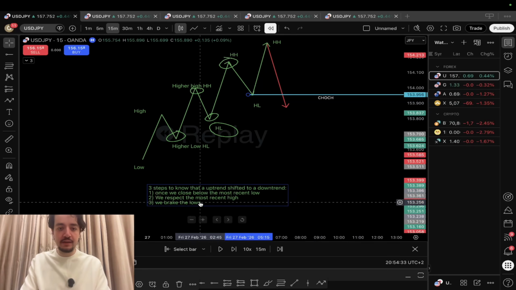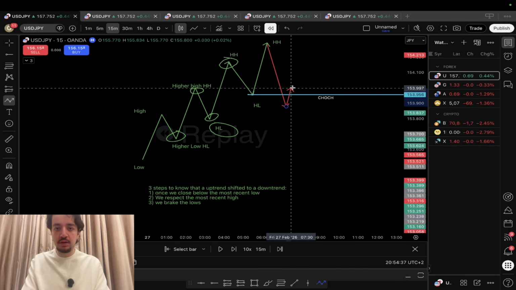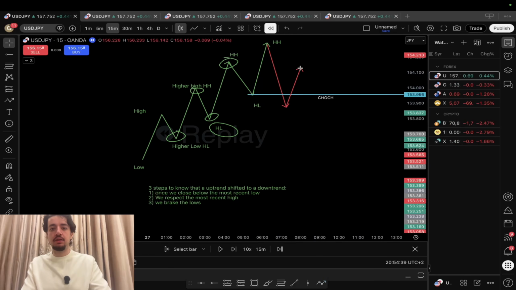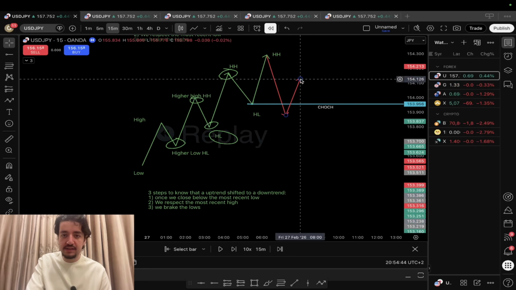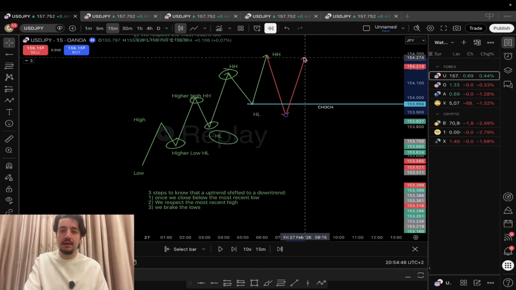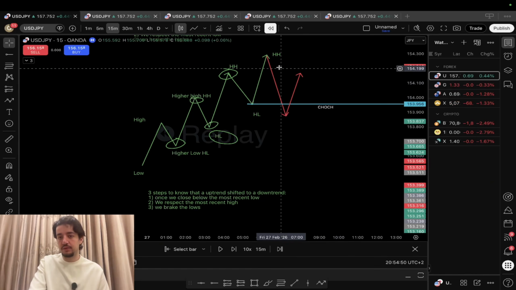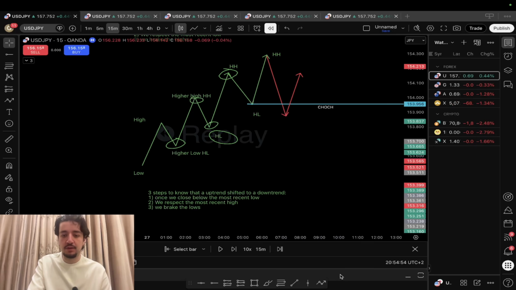Cool. Second step, we respect the most recent high. Let's say price comes back here. We respect the high. Did we close above it? No. Did we see something like this? No. If that was the case, then we're in an uptrend. But did we close above the highs? No, we did not. Cool, that's the second step.